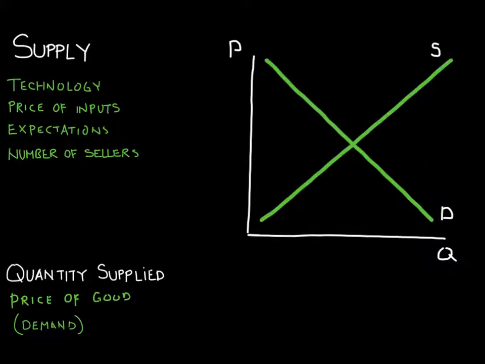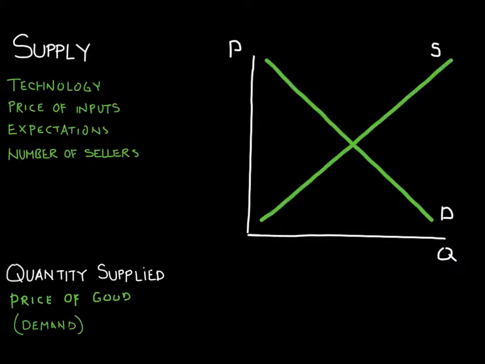Expectation is if you have expectations about the price of the good in the future, then your supply will be changing. For example, if you think that the price of this good is going to be lower in the future, you might want to sell it today to take advantage of the relatively higher price. Or if you think the price is going to go up in the future, why don't you hold back a little bit today and sell more in the future, so your supply would go down today. If you think about the entire market, then the number of sellers will affect supply as well. So if you have more sellers, the supply curve is going to increase. You're going to shift it out in this direction.